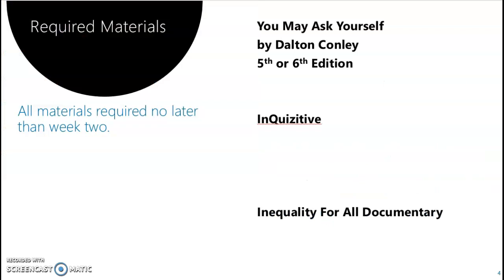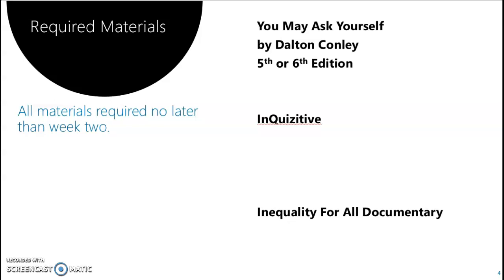So I wanted to begin by talking about the materials that you need in the course. There are 3 materials required in this course. First of all, there's the textbook called You May Ask Yourself by Dalton Conley. You can use either the 5th or the 6th edition. The advantage to buying a new copy of the 6th edition is that it gives you automatic access to Inquisitive, which is the learning tool that we will be using in this course and is your second required material. We will be using Inquisitive starting in week 2, and so you will need to acquire it this week one way or another.